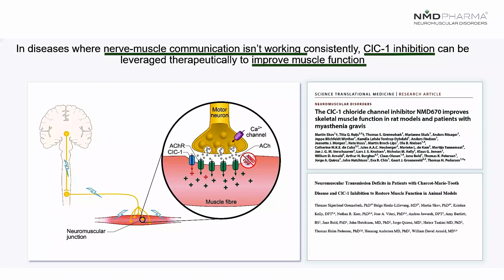In parallel with the study in myasthenia, we also conducted observational studies in Charcot-Marie-Tooth disease. We conducted preclinical investigations that have paved the way for the clinical development of NMD670 in Charcot-Marie-Tooth disease. The study is currently being put together in a manuscript. It will be submitted very shortly, but the studies and data are not publicly available yet.